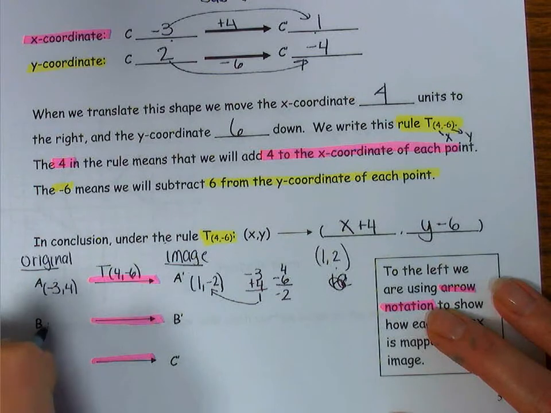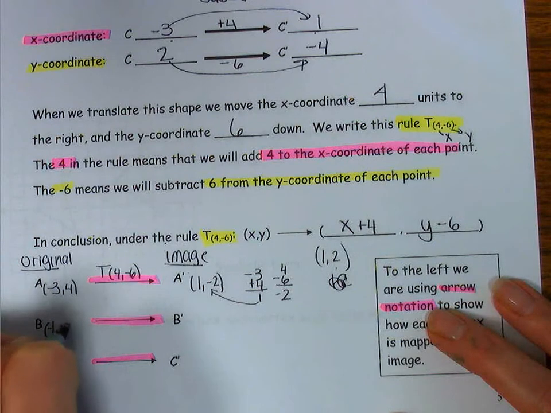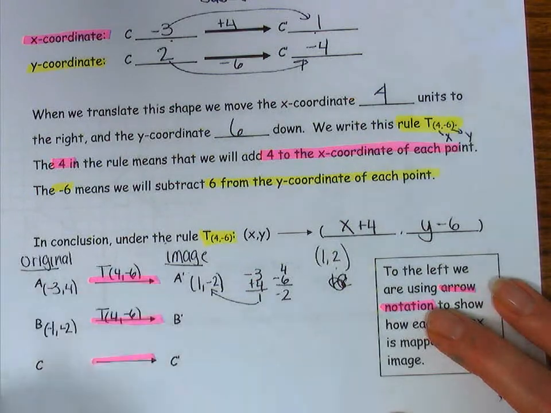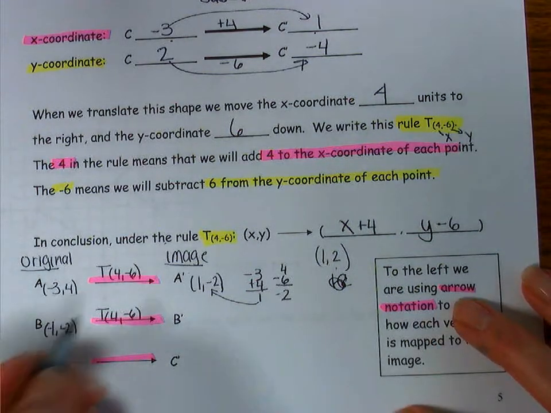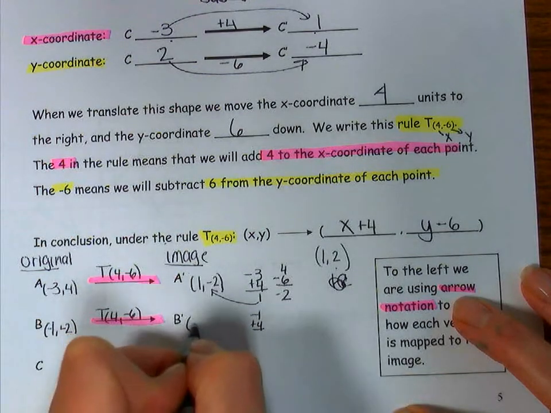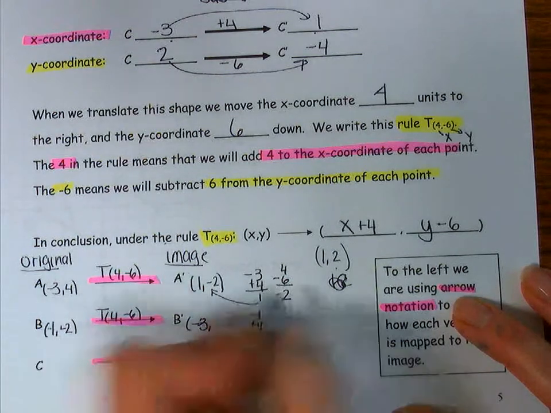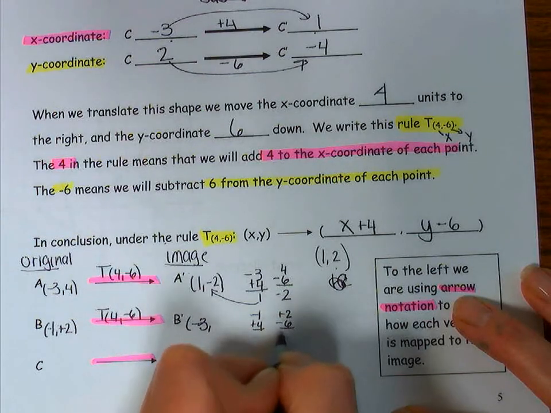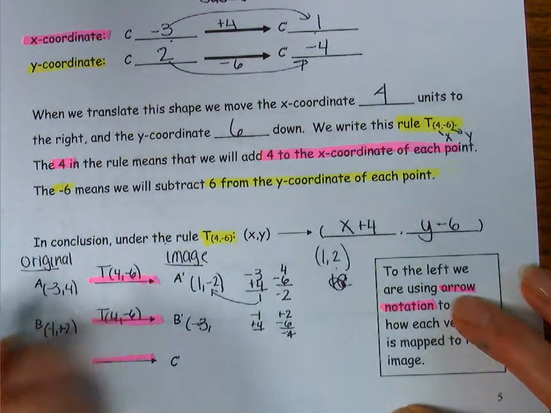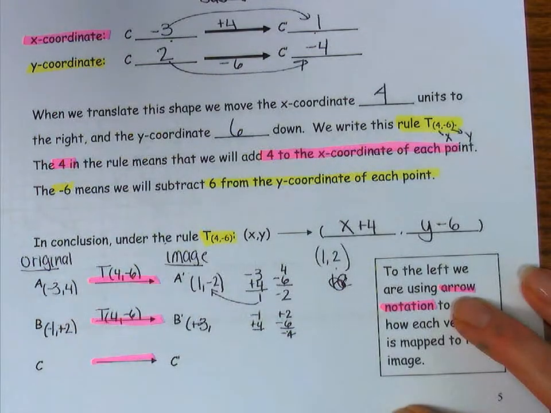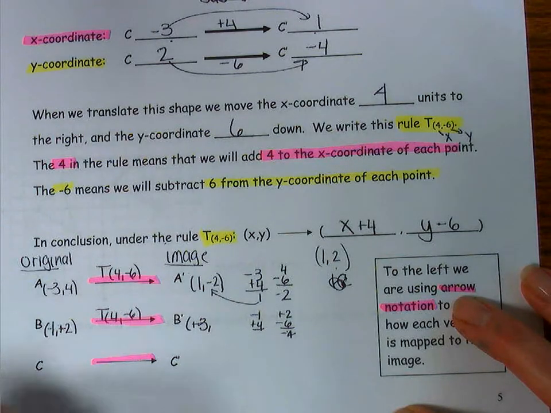So letter B, or point B, is (-1, 2). And we're applying that same rule because remember, in translations, every point gets moved the same distance in the same direction. So off to the side, negative 1 plus 4, B prime is going to be 3. And a positive 2 minus 6 is negative 4. So B prime is going to be a positive 3. I'm sorry, if I said negative 3, it should be a positive 3, negative 4.